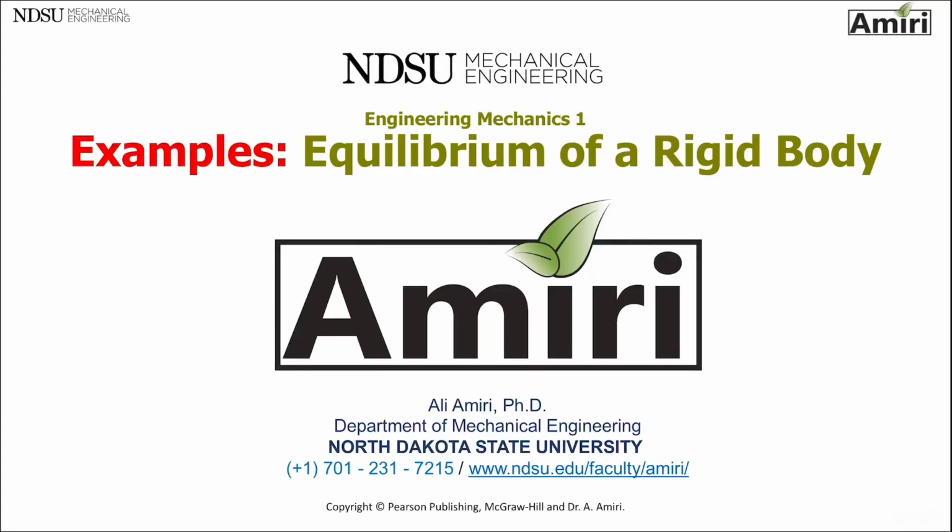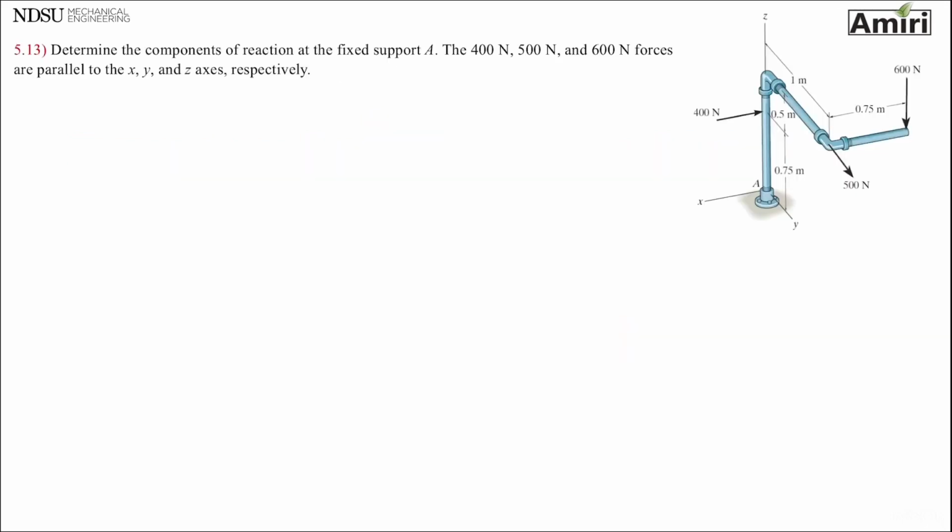Hi, in this lecture I will continue to go over some more examples of rigid body equilibrium in three-dimensional. So the first example is asking us to determine the components of reaction at the fixed support A. The 400 Newton, 500 Newton, and 600 Newton forces are parallel to the X, Y, and Z axis respectively. Okay, so this is one of those cases where all forces are in X, Y, Z, so it would be better to just use sigma of X, sigma of Y, and sigma of Z.